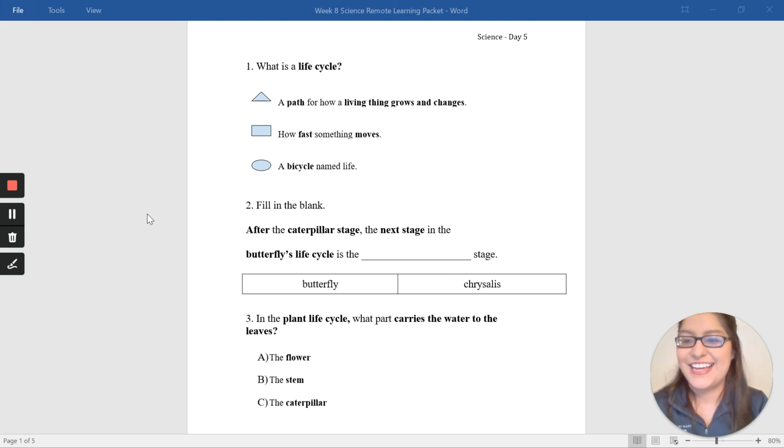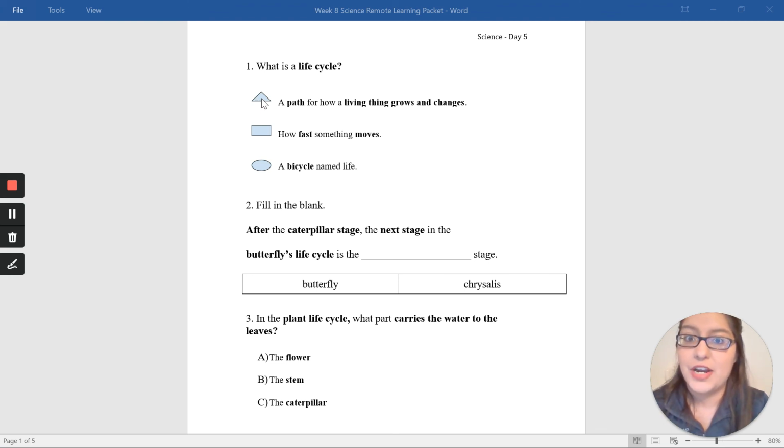And finally, scientists, day 5. It's going to be a review of what we learned this week. So let's start off with number 1. So put your finger on number 1. So number 1 says, what is a life cycle? Put your finger on the triangle.